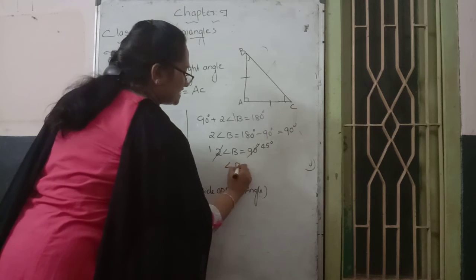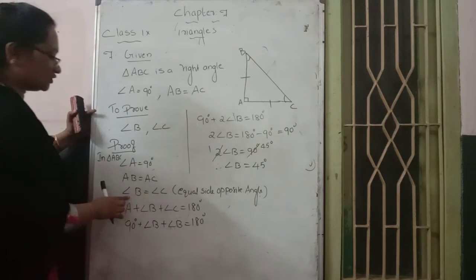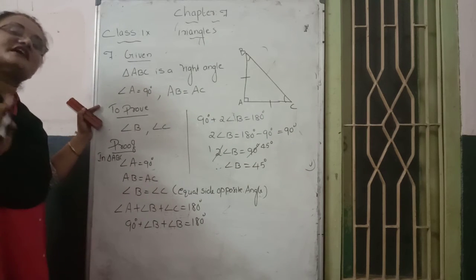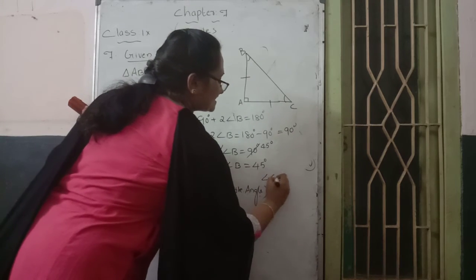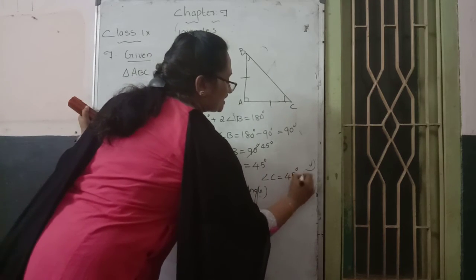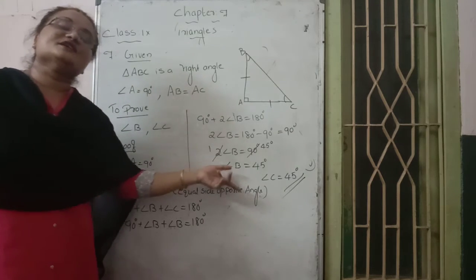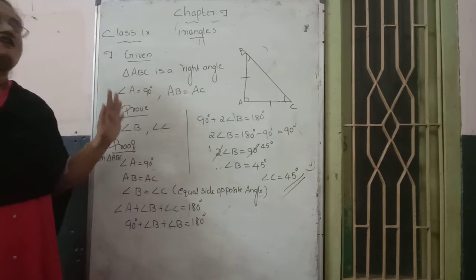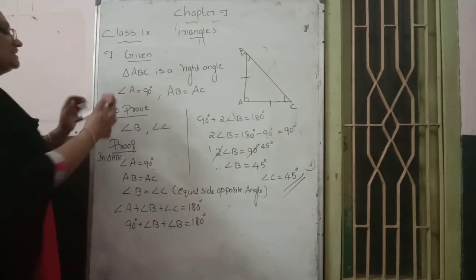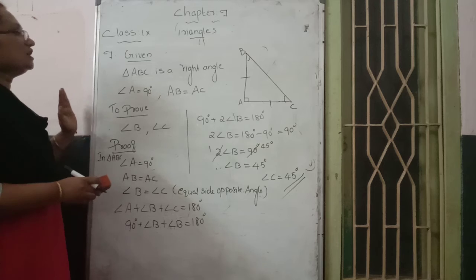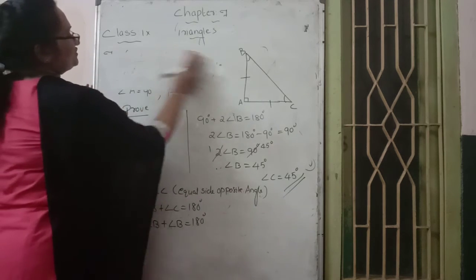So angle B becomes 45 degrees. Already we proved that B and C are equal, so angle C also becomes 45 degrees. Hence we proved it. The question was to find angle B and angle C, and both of them are 45 degrees. I hope you can understand how to prove this question. That was the 7th question. Next, the last question of this exercise.